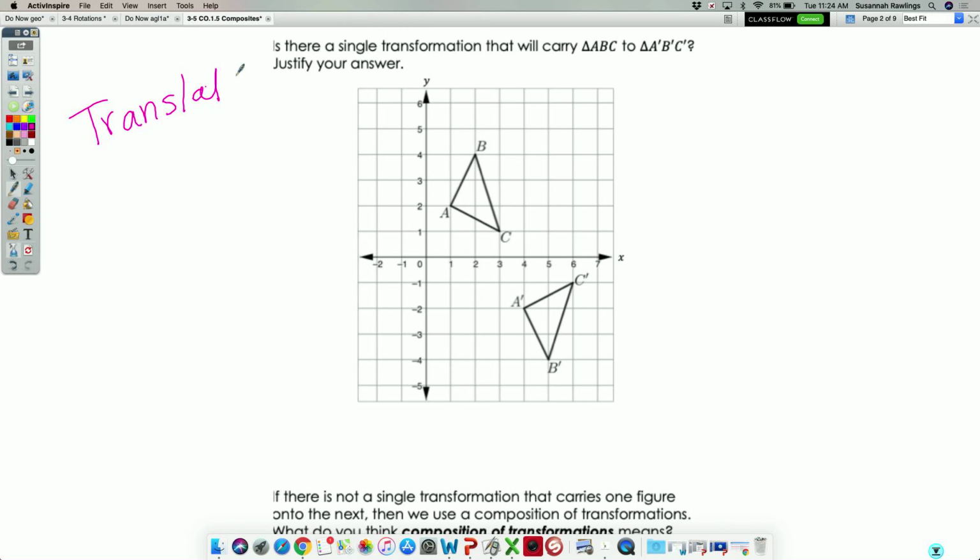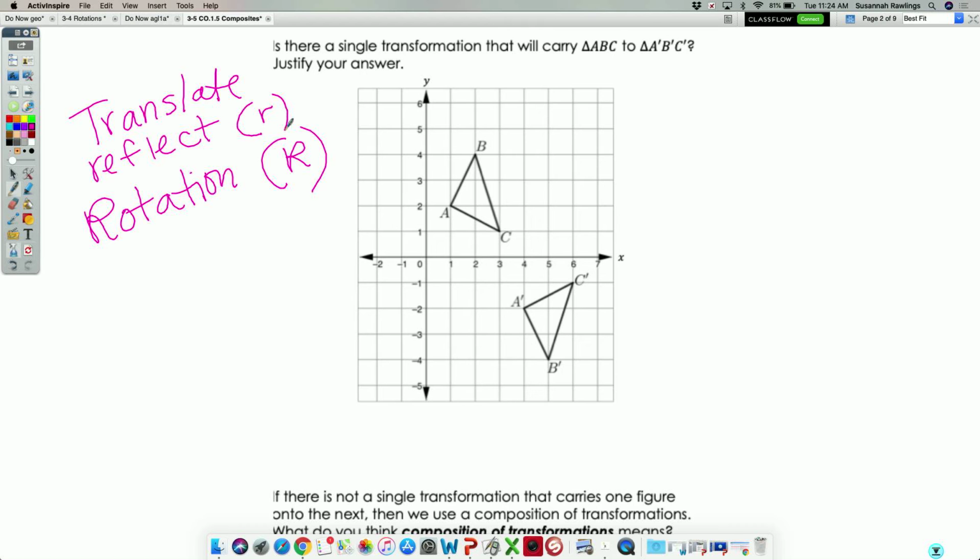Good. Please write that off to the side. Translate, reflect, and rotate. Remember, rotation is with a big R, I'm going to put that in parentheses. Reflection is with a little r, and then translation is a T. So those are the three options I have to choose from.